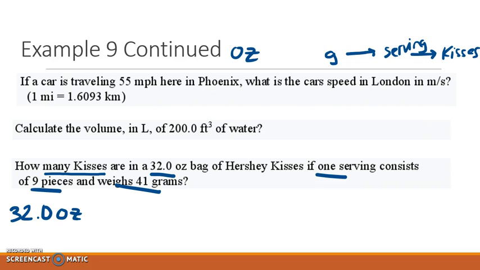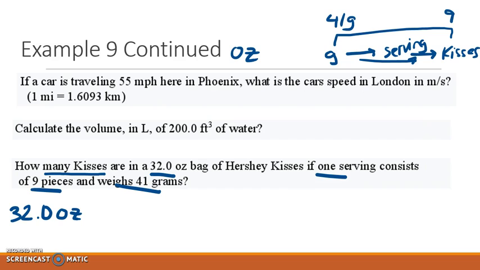Now what you could do is you could actually combine these two right here, because you know for every 41 grams there's going to be 9 Hershey Kisses. So this actually is one conversion factor. You don't have to go through the serving middle ground. You could just go directly from grams to 9 pieces. Now the question then remains is, how do you get from ounces into grams?